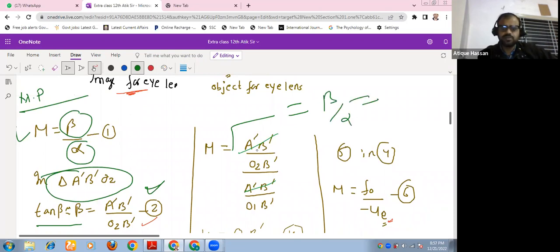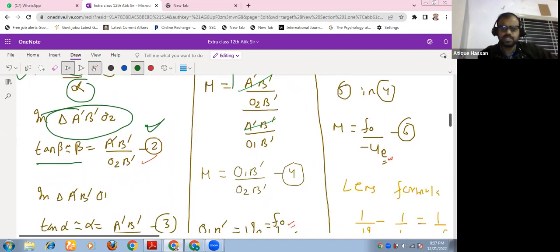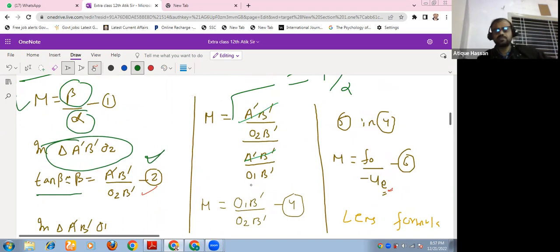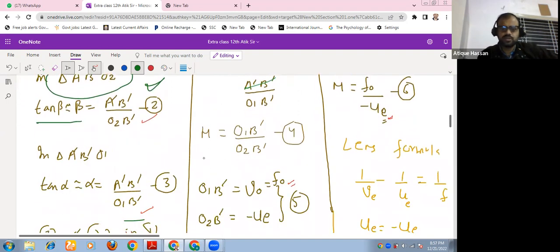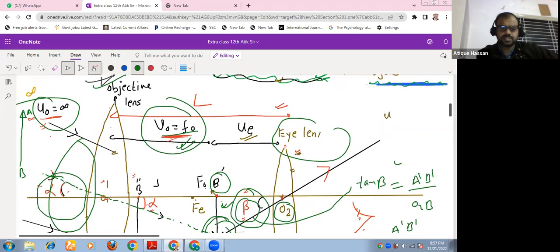So beta by alpha, we have put the value of beta, that is A dash B dash by O2 B dash, and the alpha is A dash B dash by O1 B dash. So from there, A dash B dash will be cancelled out, and you will get M is equal to O1 B dash by O2 B dash. Now from the diagram, you can see what is O1 B dash. If you see here, O1 B dash is V naught, right? So obviously O1 B dash is equal to F naught.